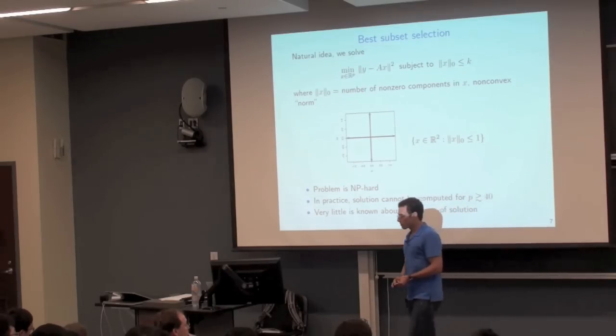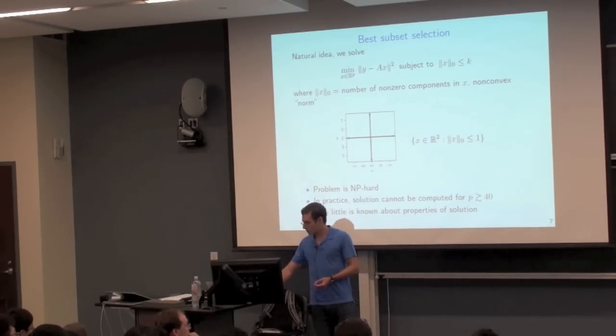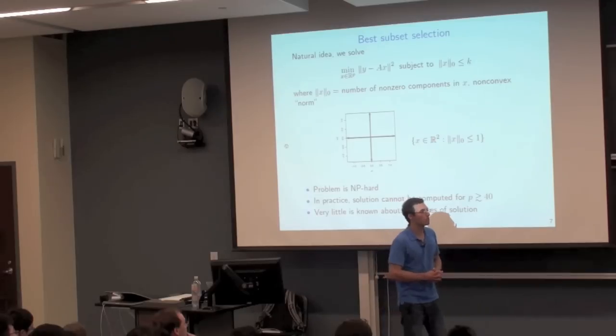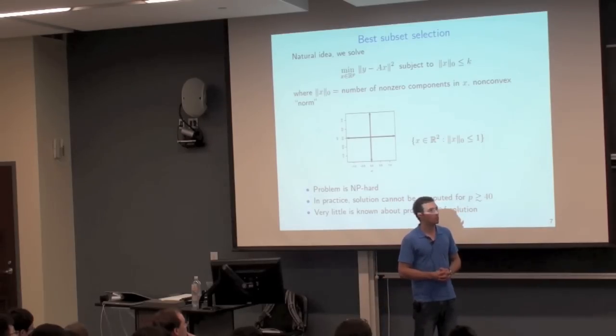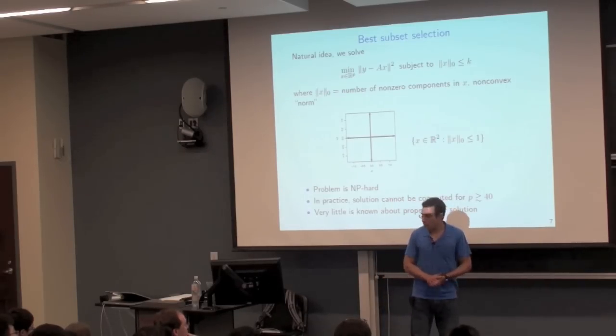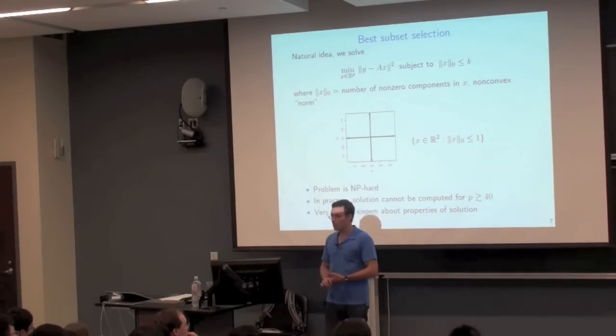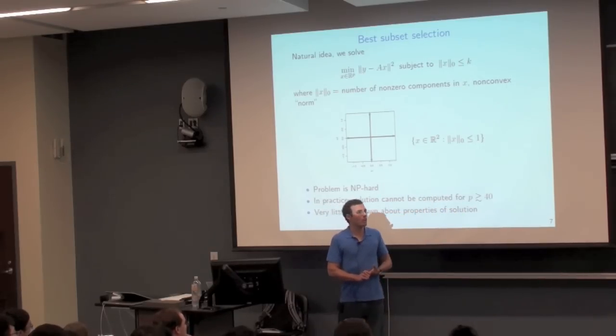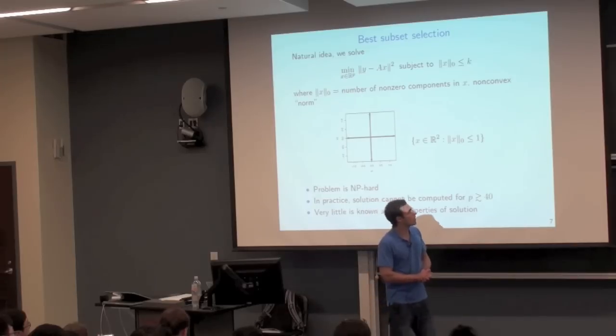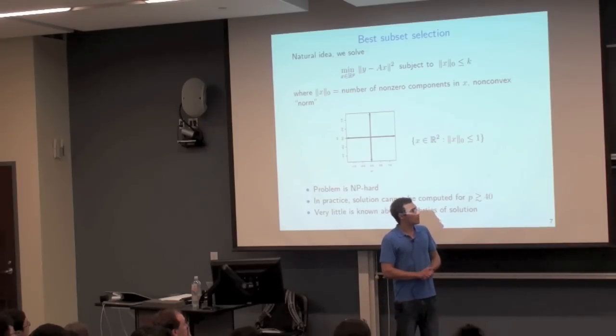In practice, the solution can't be computed for p larger than about 40. So if the number of variables is larger than approximately 40, we don't know what the solution is. And another thing is that very little is known about the properties of the solution. People don't know in general a lot about various statistical properties of the best subset selection.